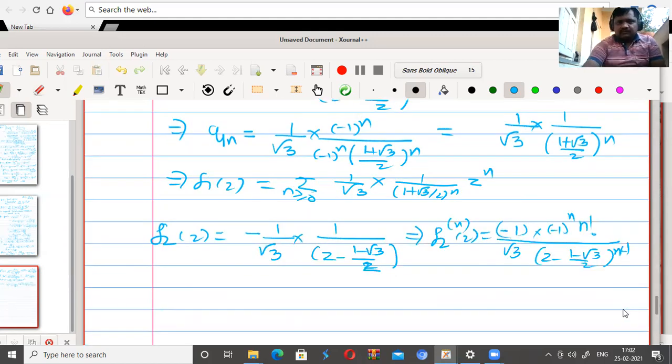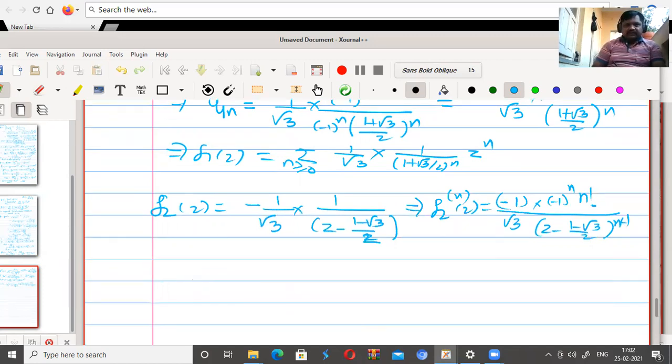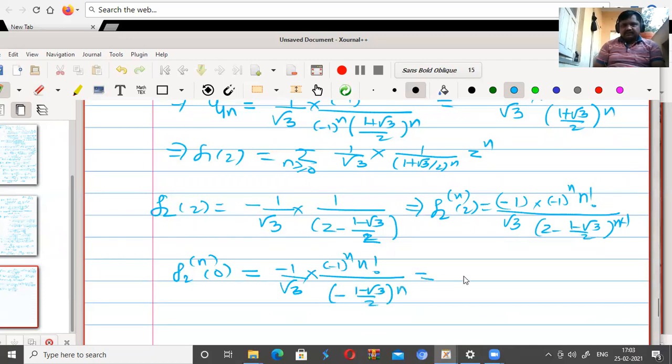And so f2 nth derivative at 0 becomes minus 1 upon root 3 into n factorial, cancels with n factorial. Sorry, it is not n factorial. I have to put only z equal to 0. So we get minus 1 raised to n, factorial divided by minus 1 minus root 3 by 2 to the power n. That can be written as minus 1 upon root 3.